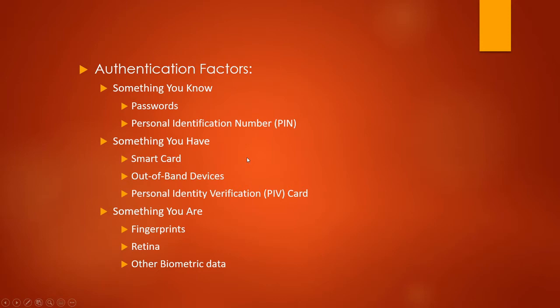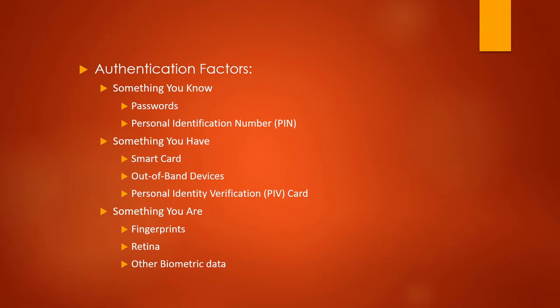So NIST 800-63 recognizes three different factors as the foundation of authentication. The three factors are something that you know, and this could be a password or a PIN. The next is something that you have. This means something that you physically possess, such as a smart card or a proximity card. And finally, something that you are. This refers to some type of biometric data, such as a fingerprint or a retinal scan.